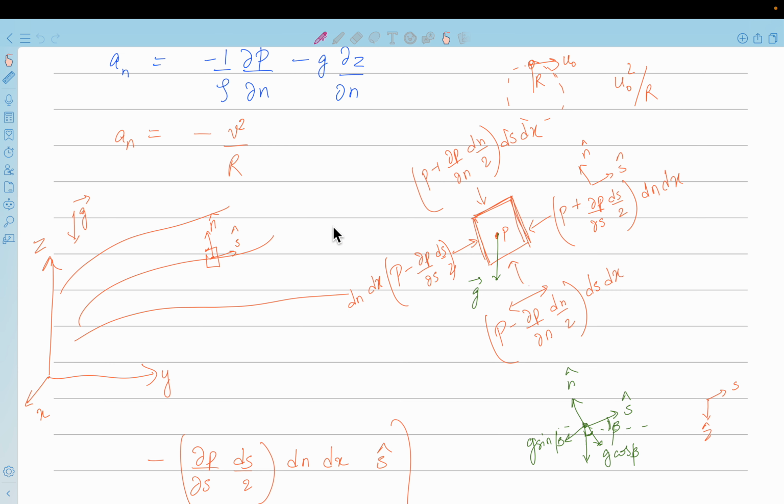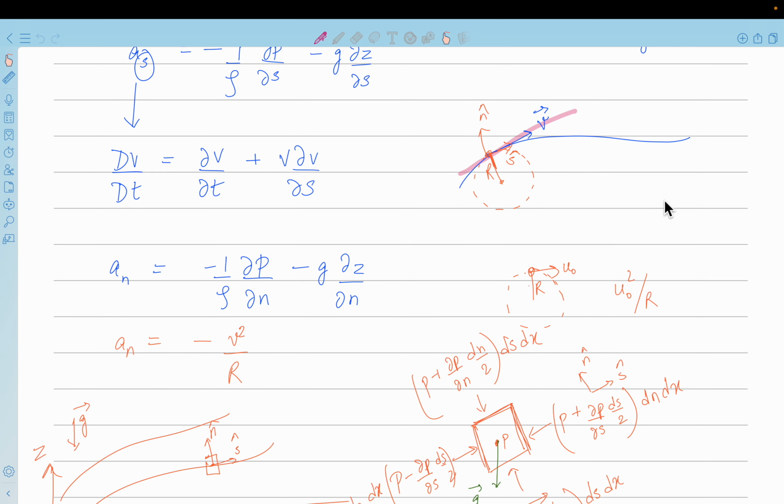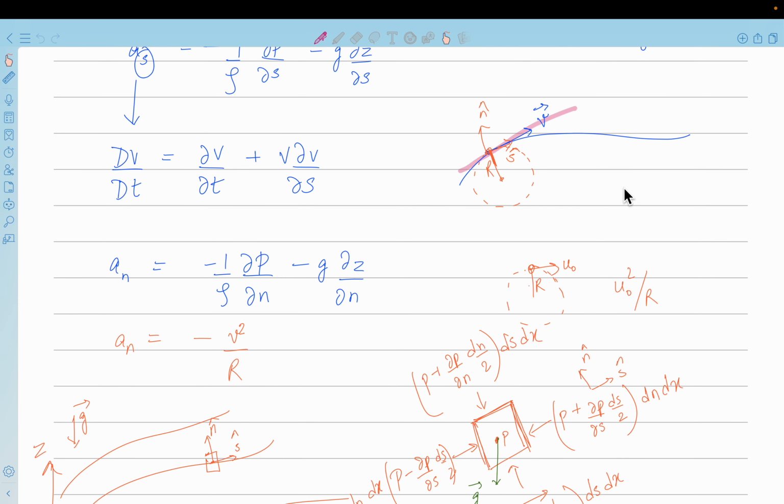Okay, and just in case we do miss out on this, please remind me, and I would like you to refer to this book. It's called Fox and McDonald. It's a very nice book, and they have a nice derivation in this. I think it's chapter 6.